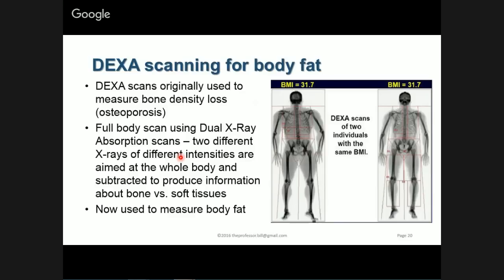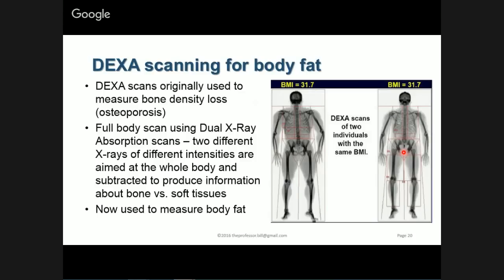So you shoot a tissue with X-rays twice, and you see how long it takes for the second X-ray to come back. And it tells you about the density of the tissue that you're looking at, and it generates a picture that looks a lot like this. And you can see that this individual here actually has much, much more fat. Even though the BMI is the same, the fat content actually is higher in this individual than the individual here on the right. So this DEXA scanning gives us another way to look at fat content.